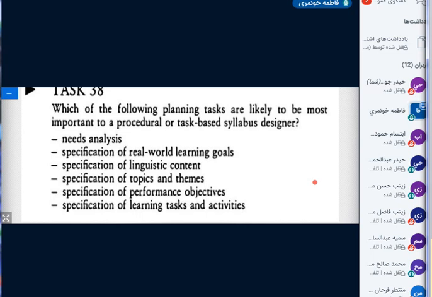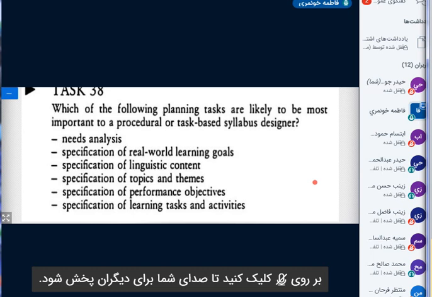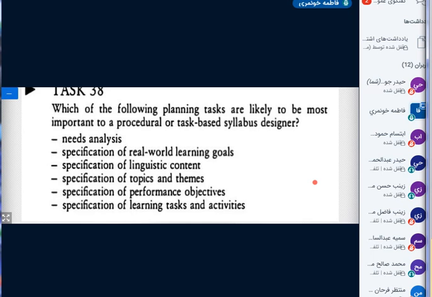And topics and themes are also features that we specify in a topical, theme-based, or what we call situational syllabus. And all these three types of syllabuses are categorized under the product-oriented syllabuses. So that's why these are not relevant to a task-based syllabus or a procedural syllabus.